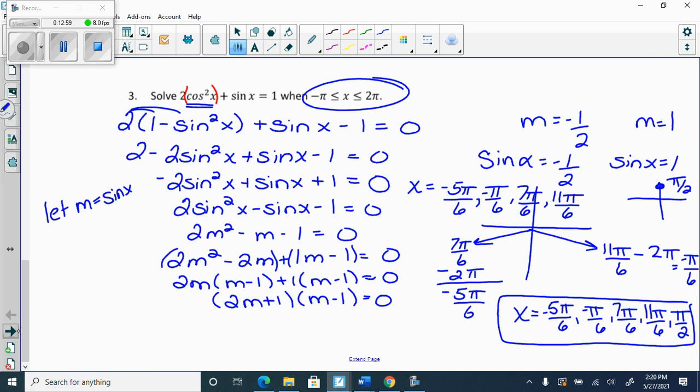Flip it to the notes. Take a picture of it, Easton. But I'm confused. Take a picture of it. Why did you get negative 2 sine squared x plus?